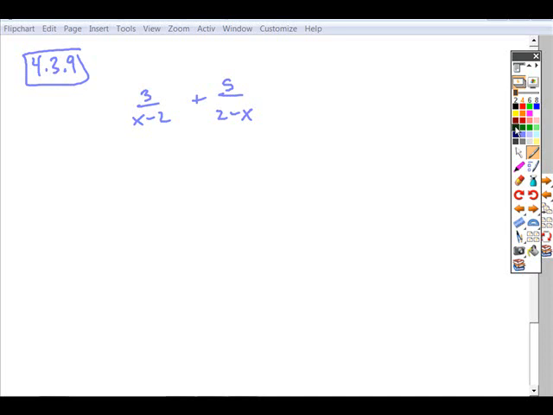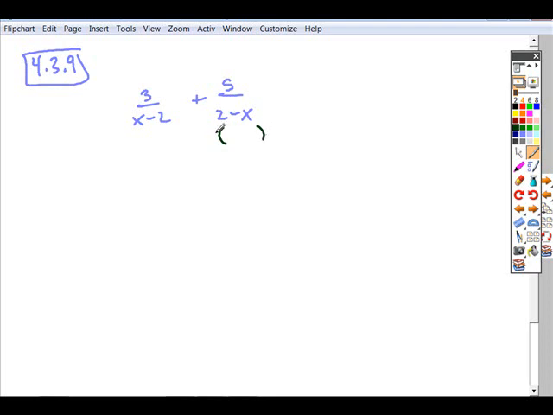All right, when working with this problem, the denominators are very close to each other. But before we even begin, this second fraction's denominator is not written in the form that you want it to be in. You want it to be in standard form with a leading coefficient that's positive. So in order for us to do that, we need to think of this in one of two ways.